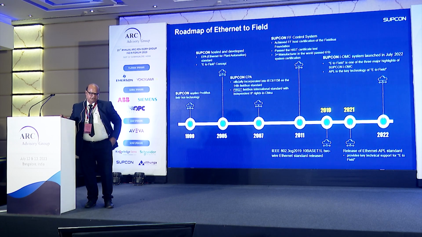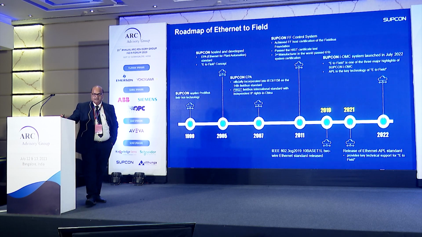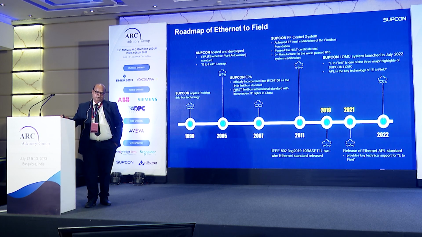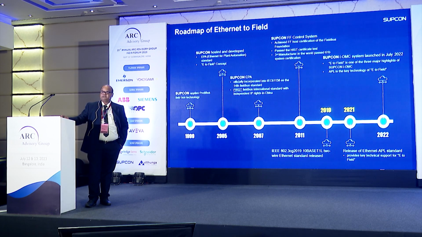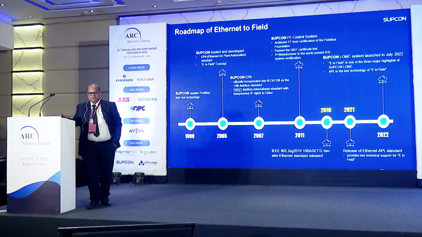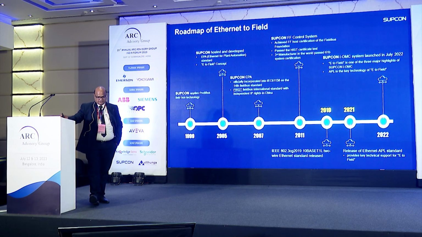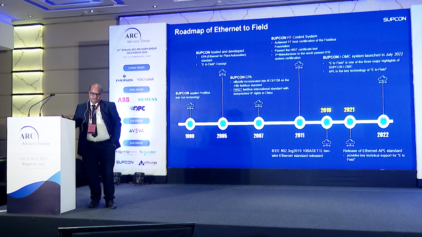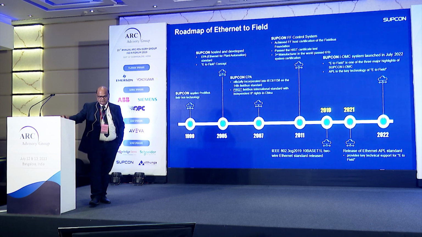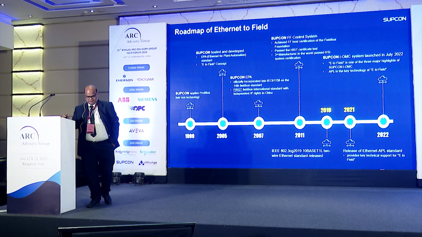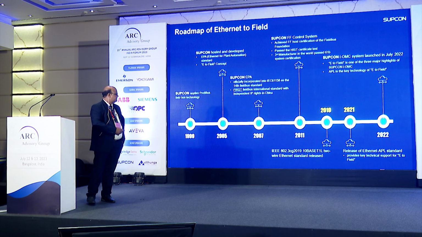In 2007, subcon became the first fieldbus international standard with independent IP rights in China. In 2011, the subcon Foundation Fieldbus control system came. It is the third manufacturer in the world to pass the 61B system certification. In 2019, they came with the two-wire Ethernet standard release, in 2021 with the APL standard, and in 2022 with the IOMC.